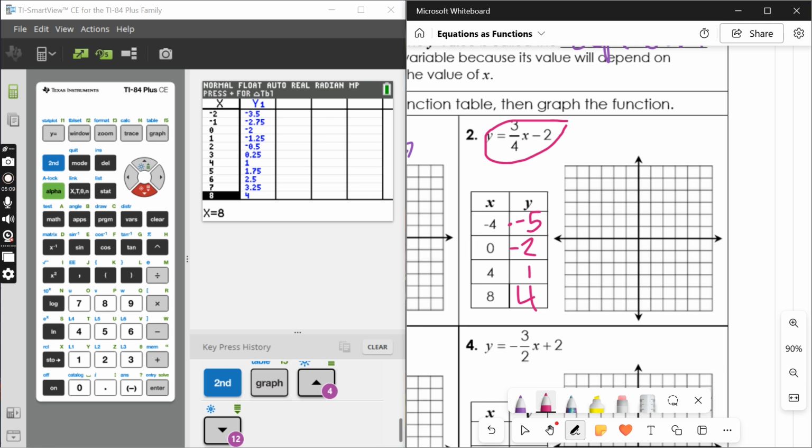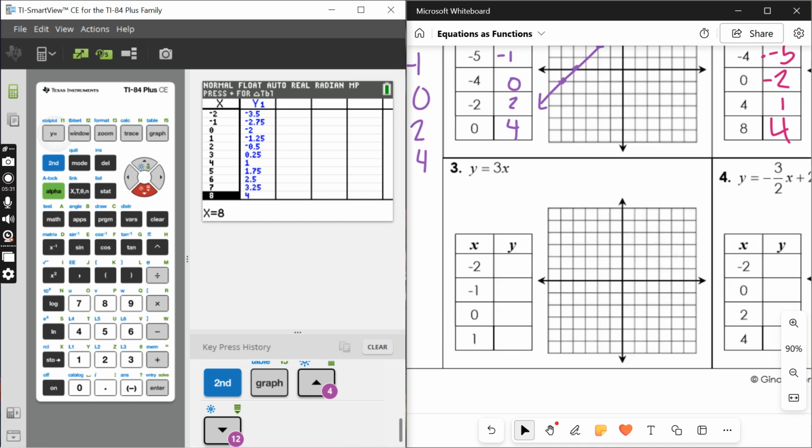So -4, -5, 0, -2, 4, 1, and then 8, 4. I can't actually go to the right 8, so I'm just going to leave it as those 3 points and then draw my line. So I'll graph the points that I can graph, leave the ones off that I can't.